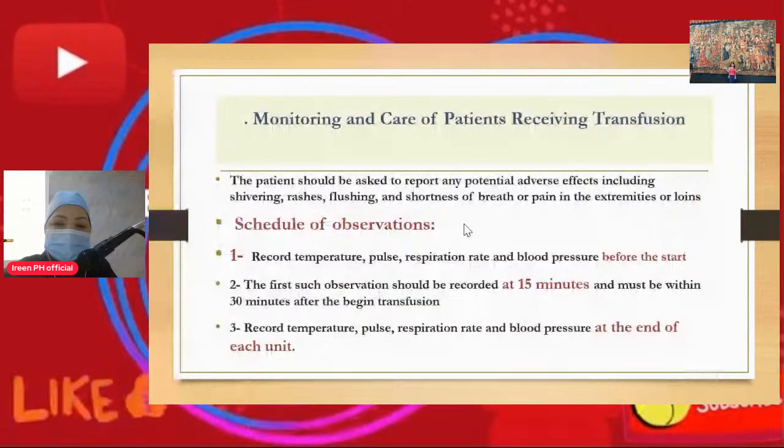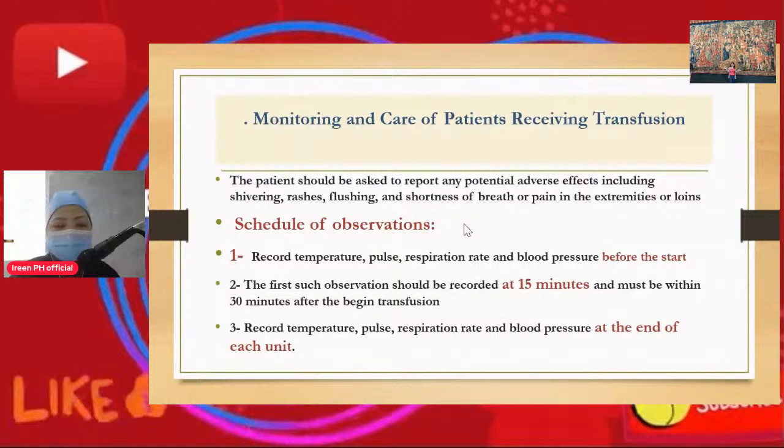Monitoring in care of patients receiving transfusion. The patient should be asked to report any potential adverse effects, including shivering, rashes, flushing, and shortness of breath or pain in the extremities or limbs.